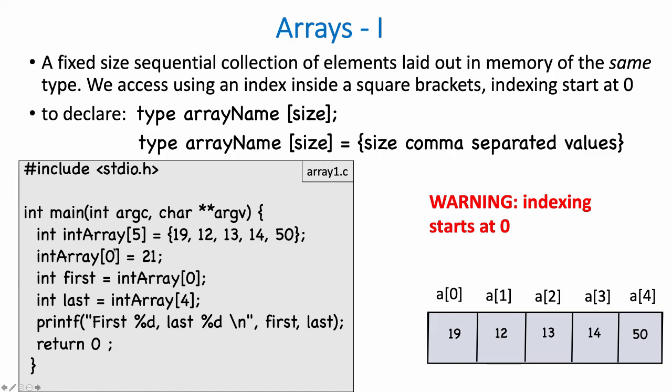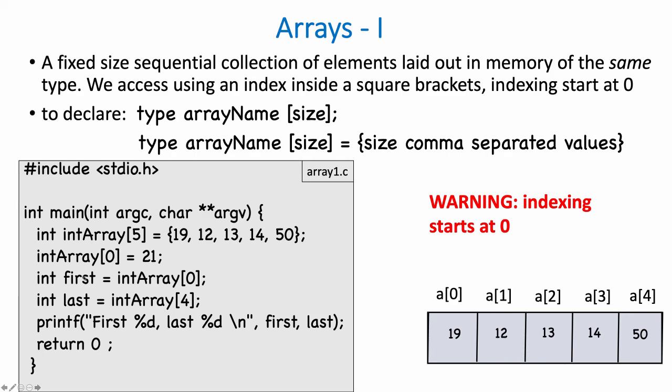This is how we declare it. We're declaring an integer array that's of size 5. It's going to have the name int array, and we're going to give it some initial values, 19, 12, 13, 14, and 50. Again, in memory, an integer is 4 bytes, so we're going to have 20 bytes in memory. Each 4 bytes is one element of that array, and we access them using these square brackets. A0 is the first, and A4 is the last. Like Python, unlike MATLAB, indexing starts at 0.